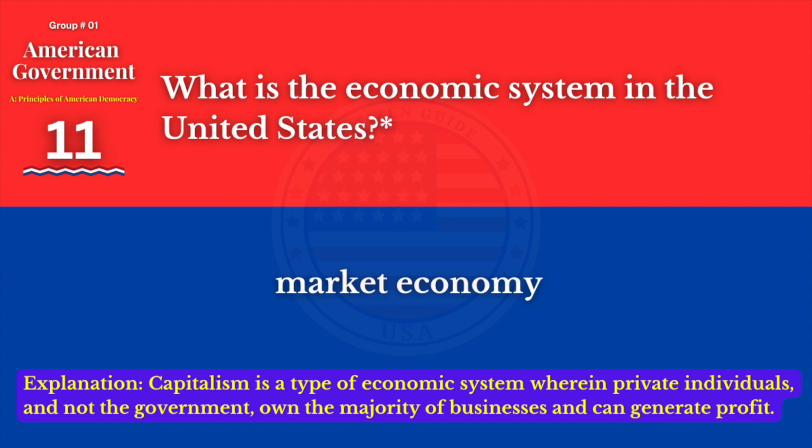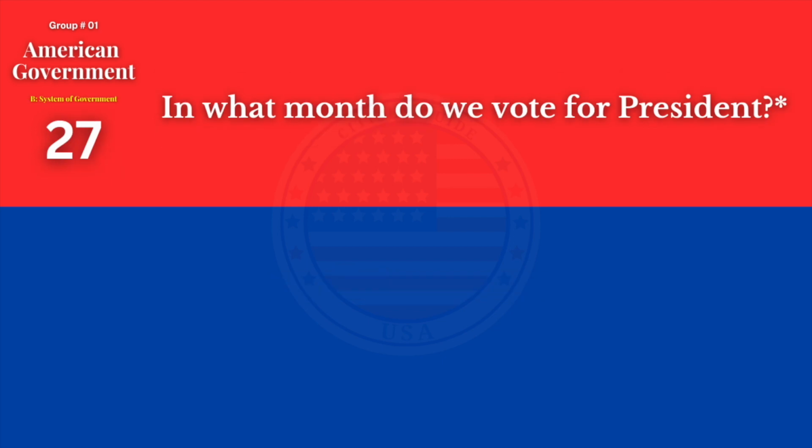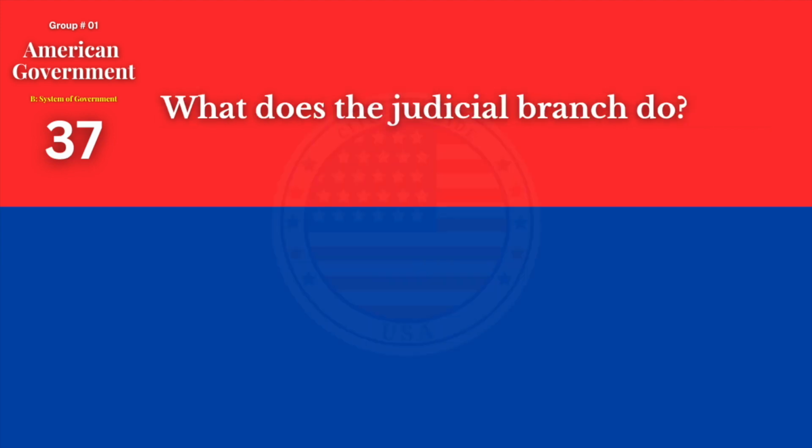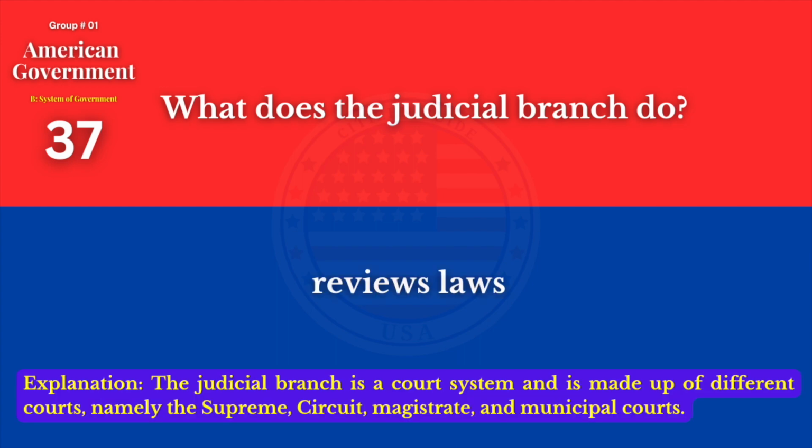Market economy. In what month do we vote for president? November. What does the judicial branch do? Reviews laws.